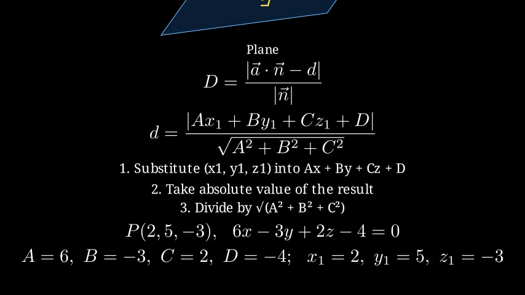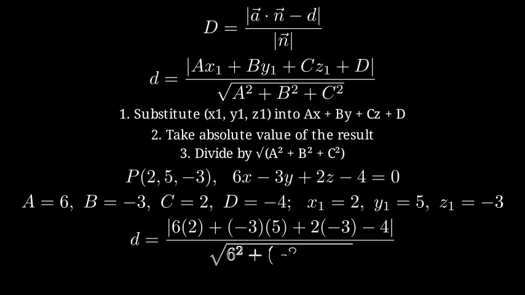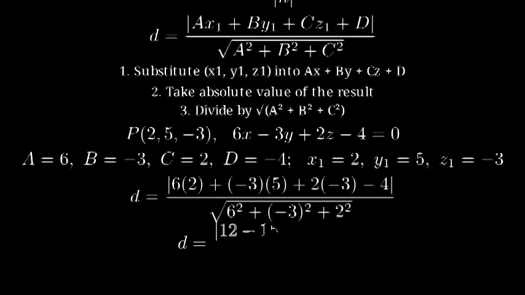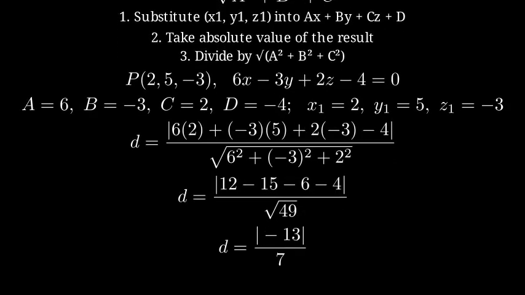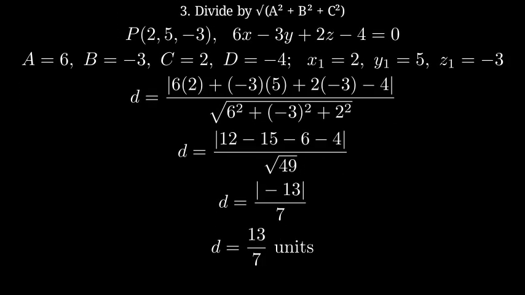Substitute into the formula. We get the absolute value of 6 times 2 plus (-3) times 5 plus 2 times (-3) minus 4, all divided by the square root of 36 plus 9 plus 4. Now, simplify step by step. We get the absolute value of 12 minus 15 minus 6 minus 4 over the square root of 49. That becomes the absolute value of -13 over 7. So the distance is 13/7 units.